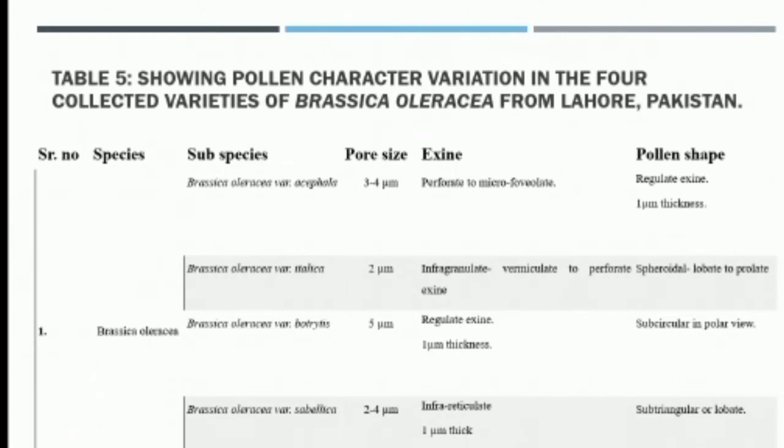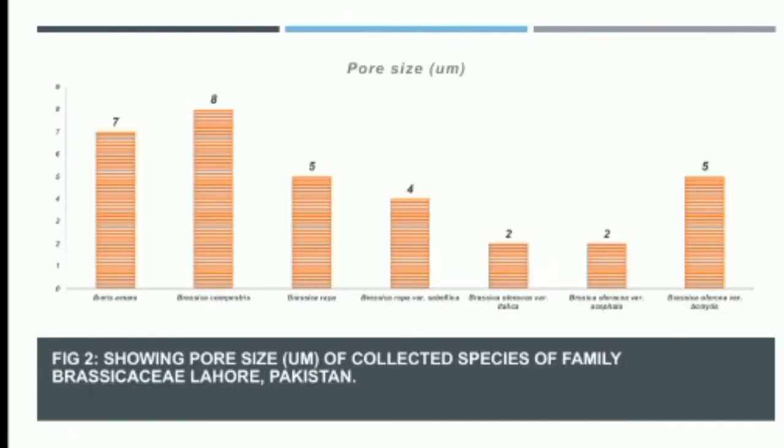Their pore size, their exine, and their pollen shape. It can be easily seen here that they were variable in their pore size, in their exine thickness, and in their pollen shape. This figure shows the pore size of the collected species of the family Brassicaceae, and it can be seen here the maximum pore size was shown by Brassica campestris, and it was 8 micrometer.